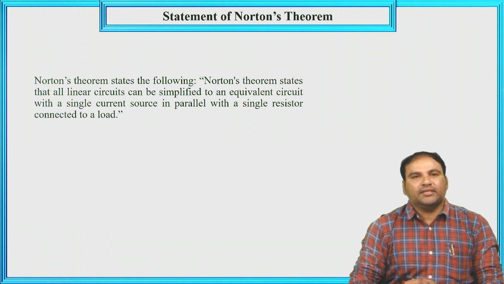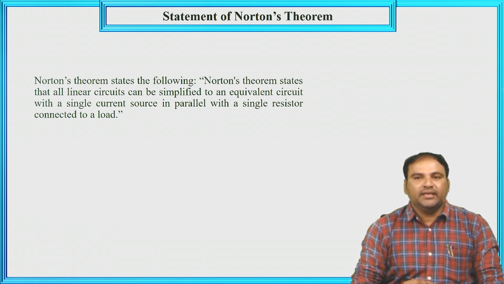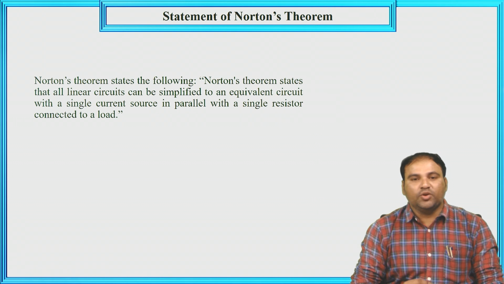The statement of Norton's theorem is: in any linear or bilateral network containing two or more voltage or current sources, the total current or voltage is replaced by Norton's current and the total resistance is replaced by Norton resistance in parallel with the load resistor RL. That is the statement of Norton's theorem.